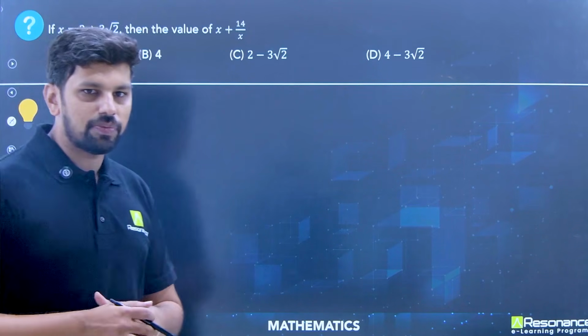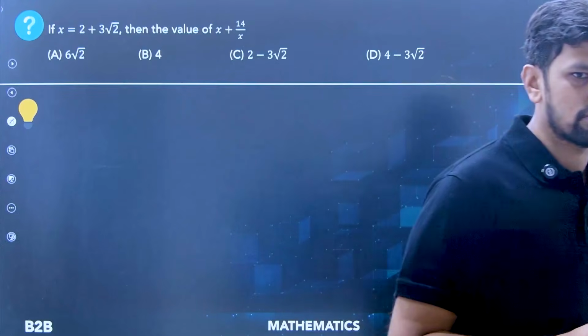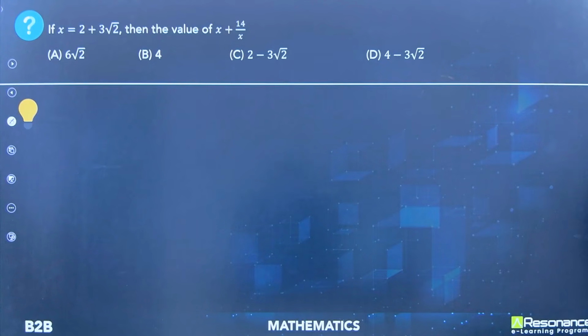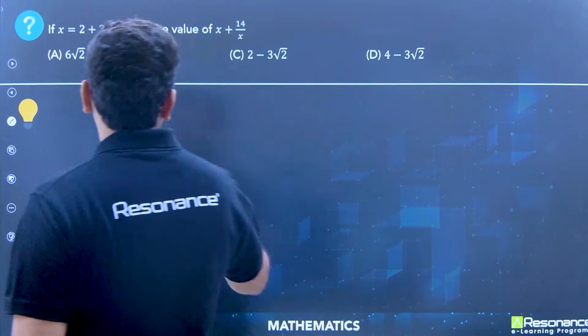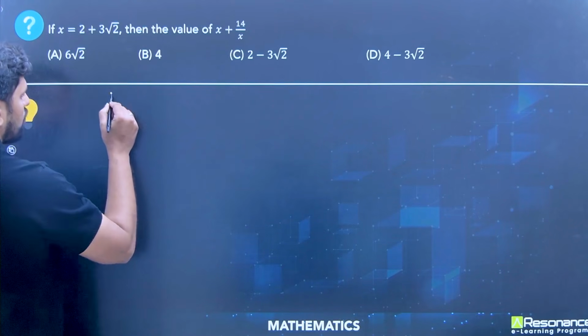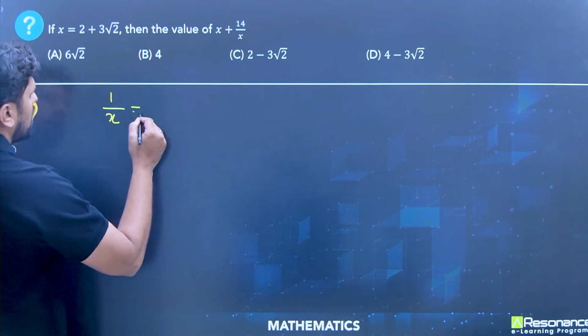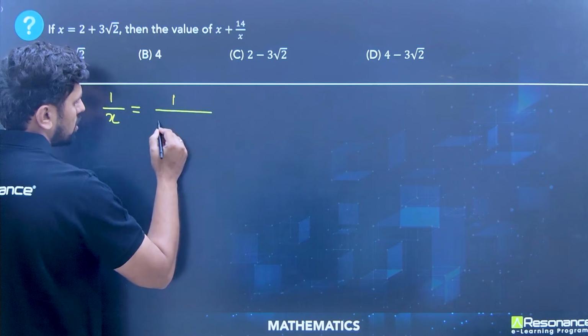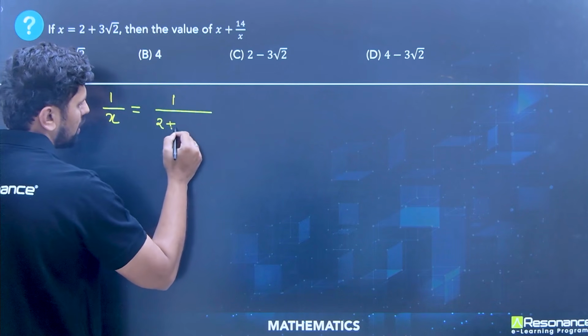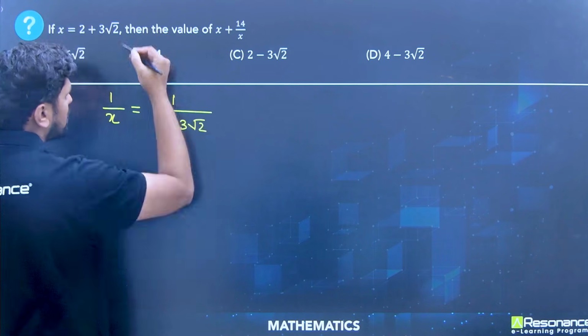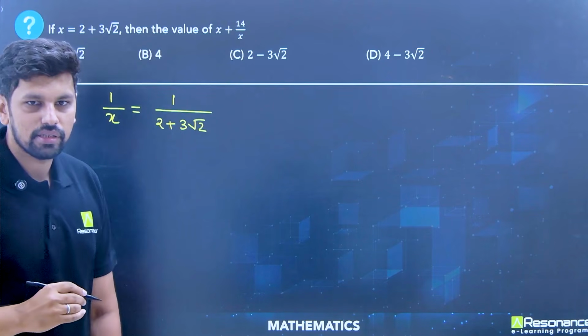X is equal to 2 plus 3 root 2. Okay. So here we have to find the value of 1 upon x. So let's find 1 upon x first. So 1 upon, we can write it as 2 plus 3 root 2. We have just reciprocal it. Correct?